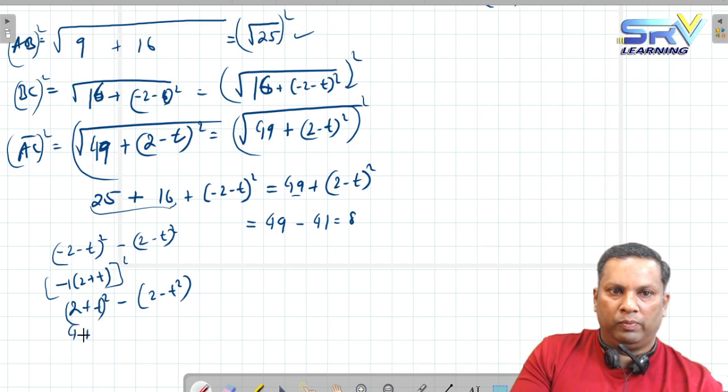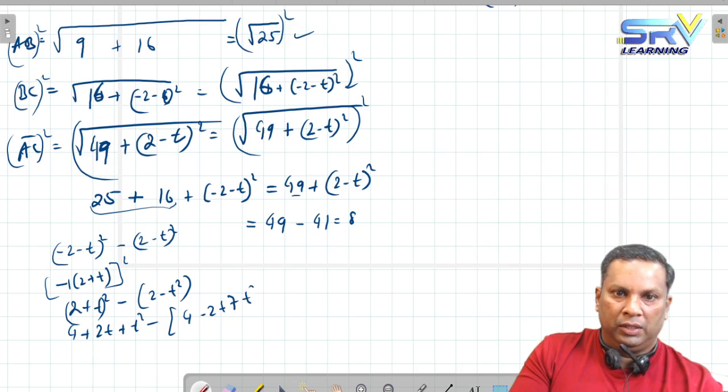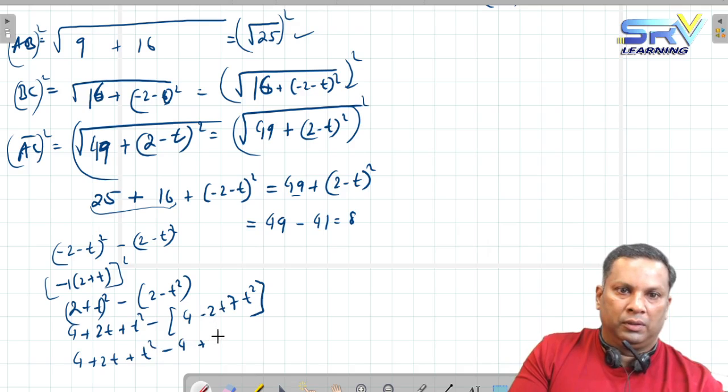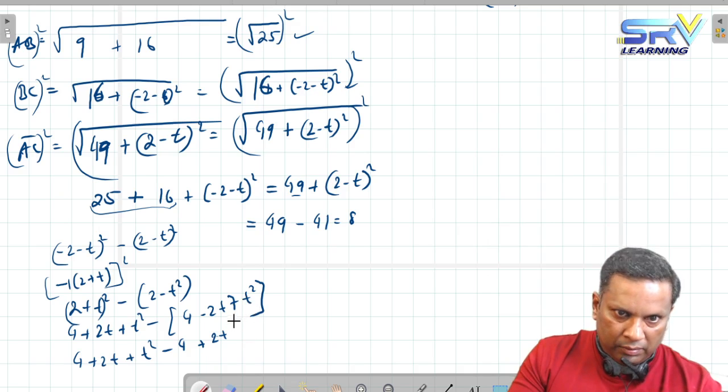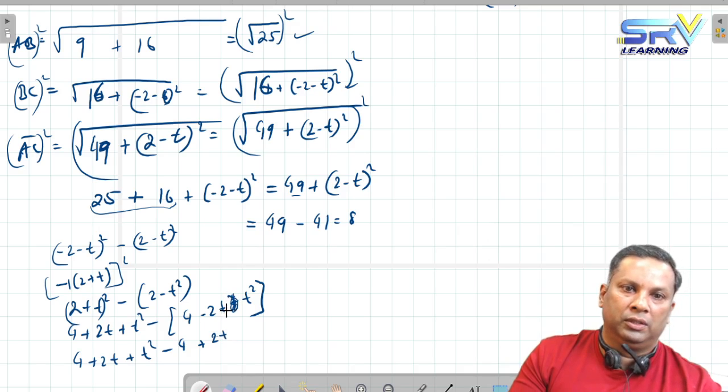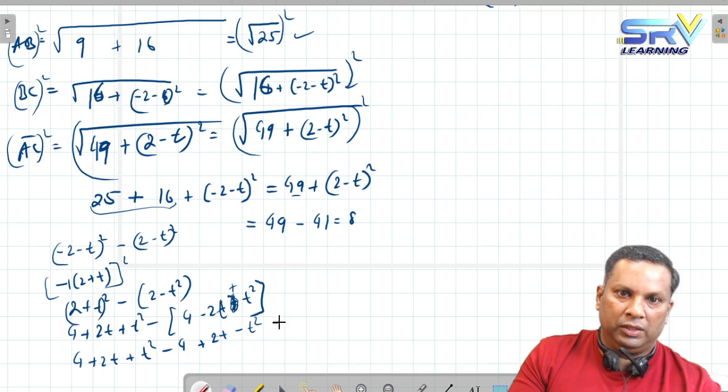ठीक है, सो it is 4 plus 2t plus t square minus 4 minus 2t plus t square. So once you open the bracket क्या क्या हो जाएगा, 4 plus 2t plus t square minus 4 plus 2t, ये क्या है, why I have written this one, 4 minus 2t plus t square, ये plus t square है, और 2t, ये 2t है और ये बीच में प्लस है. ठीक है, minus t square is equal to 8.